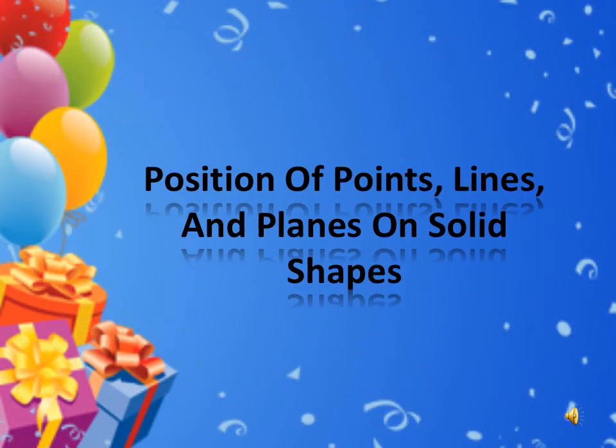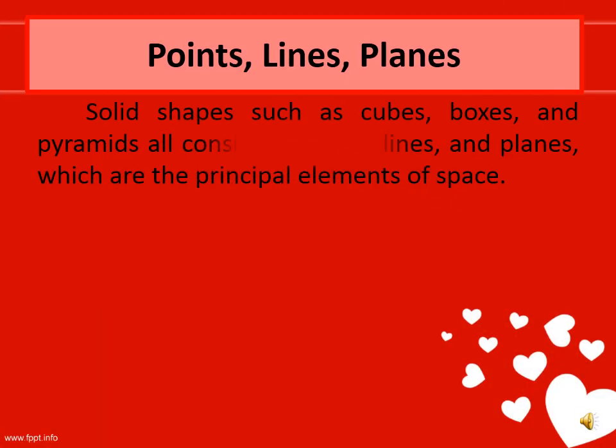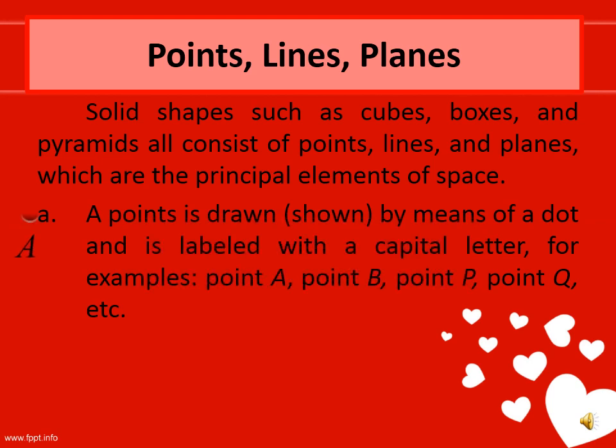Position of points, lines, and planes on solid shapes. Points, lines, planes. Solid shapes such as cubes, boxes, and pyramids all consist of points, lines, and planes, which are the principal elements of space.